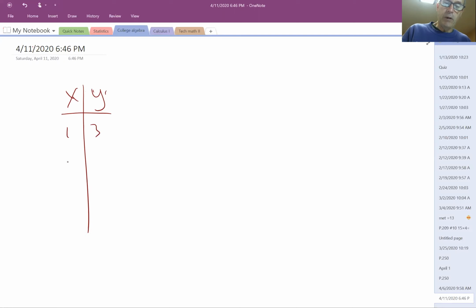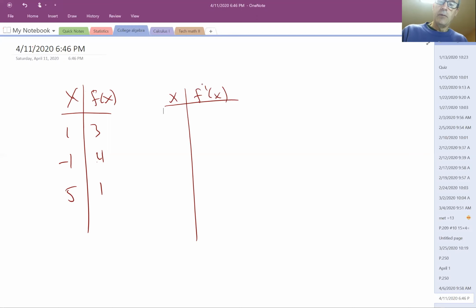So if I've got these three points, let's call this f of x. The inverse function would be f inverse of x, with a little minus sign up here. Switch them around. When you think of it like that, it's a fairly simple idea. The points are just switched. Okay, x and y switch.